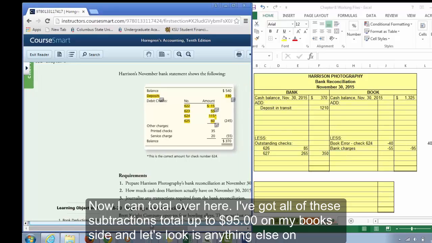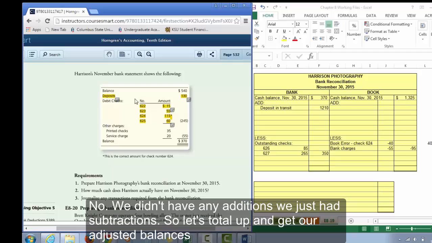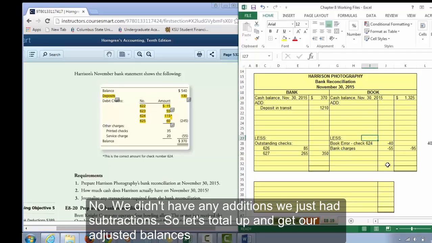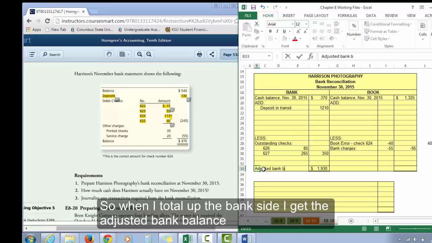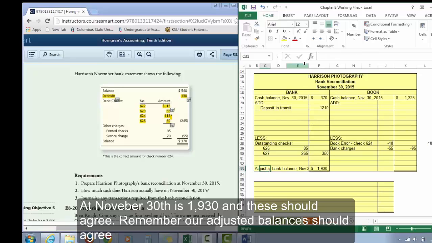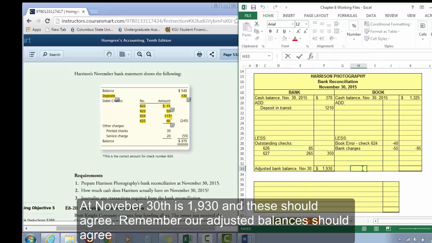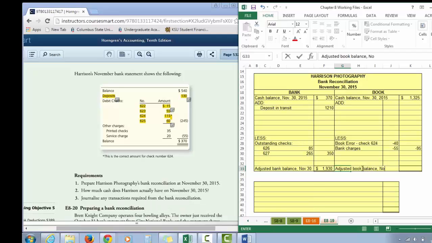And let's look, is there anything else on the bank statement that we need to account for? No. Okay, so we didn't have any additions, we just had subtractions. So let's total up and get our adjusted balances. So when I total up the bank side, I get my adjusted bank balance at November 30th is $1930, and these should agree. Okay, remember our adjusted balances should agree. So let's do the same thing for books.